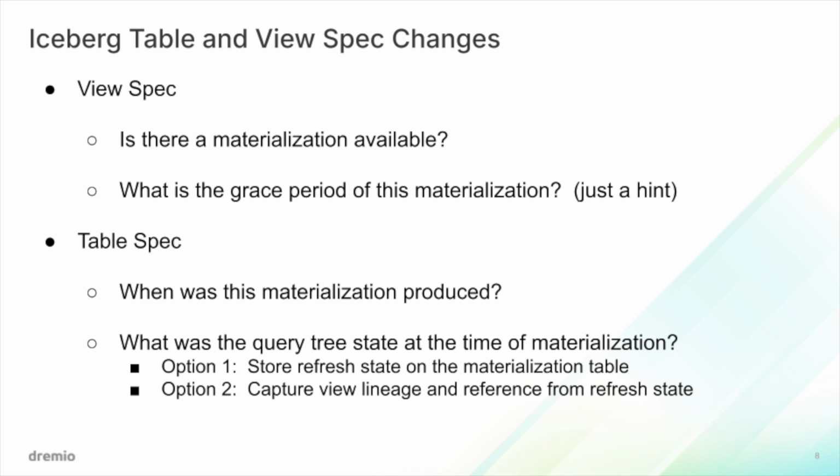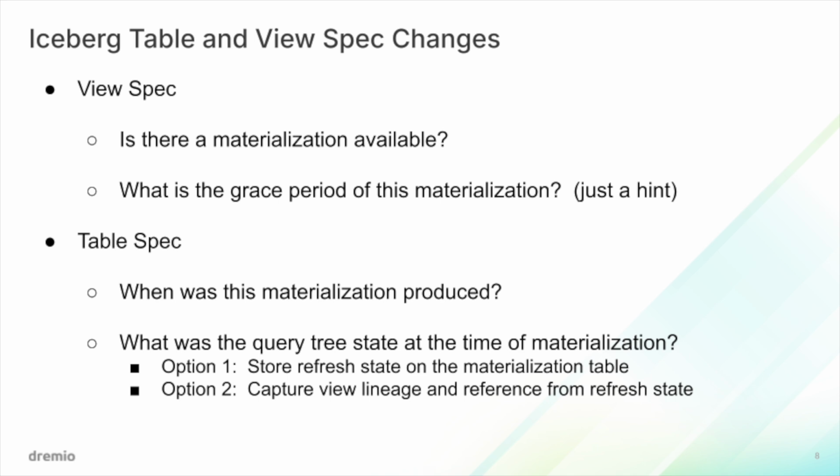Now, the second one is where it gets a lot more interesting, and this is where a lot of debate has been happening in the community, right? If you follow the dev list, there are multiple docs created on this, and there's a lot of back and forth, but there are kind of two options on the table. What we're trying to do is represent the query tree state at the time of materialization, and we call that the refresh state. So how do we represent that, right? The first option was to basically store that all within the materialization storage table snapshot summary, right?